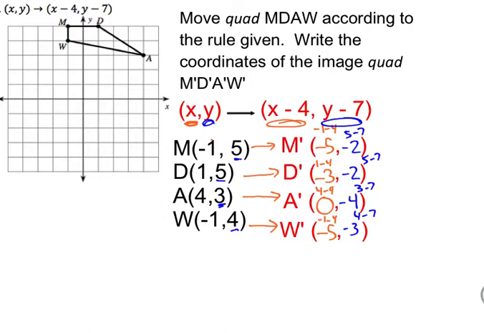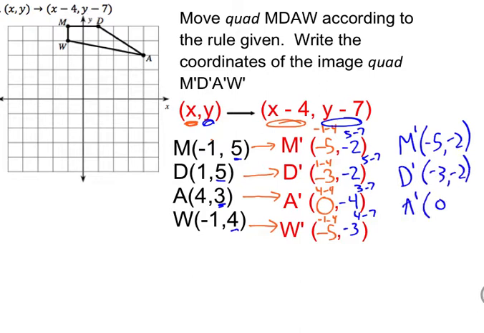It's kind of gotten a little messy in there, so I'm going to rewrite them. M prime is at negative 5, negative 2. D prime is at negative 3, negative 2. A prime is at 0, negative 4. And W prime is at negative 5, negative 3.